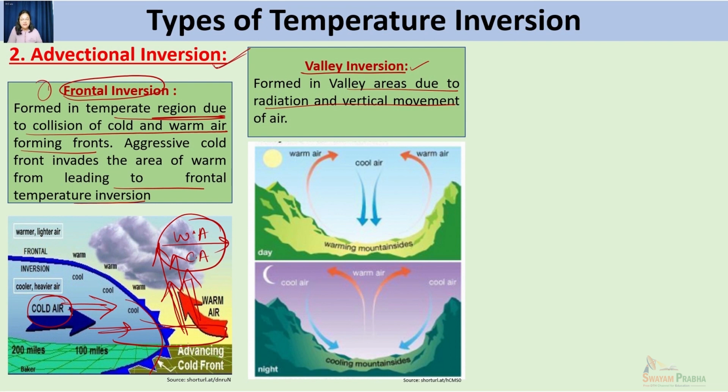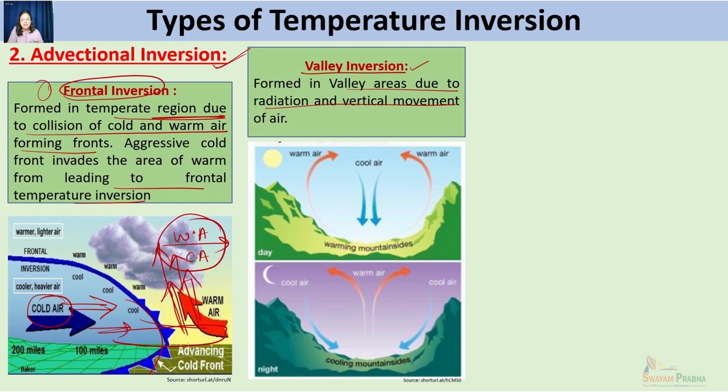Second is valley inversion, formed in valley regions due to radiation and vertical movement of air. As is clear from the name, the valley inversion occurs in the mountainous regions due to radiation and vertical movement of air. This is also called vertical advectional inversion of temperature. So the temperature of the upper parts of the valley in the mountainous area becomes exceedingly low during the winter nights because of rapid radiation. Consequently, the air coming in contact with the cool surface also becomes cool.